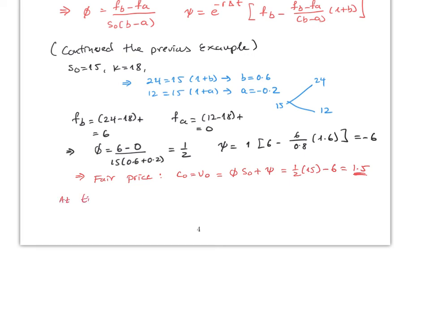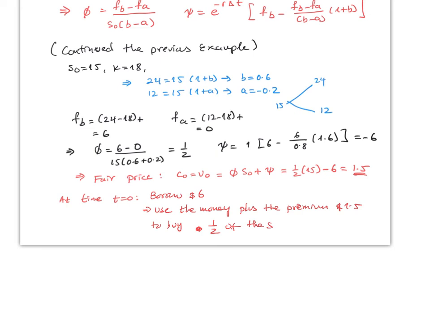Okay, so now the replicating strategy will be the following. At time t equals 0, what this means is you borrow $6, and then you use the money plus the premium, which is 1.5, to buy 1/2 of the share, and that will ensure no arbitrage. Now this formula also works for the put.